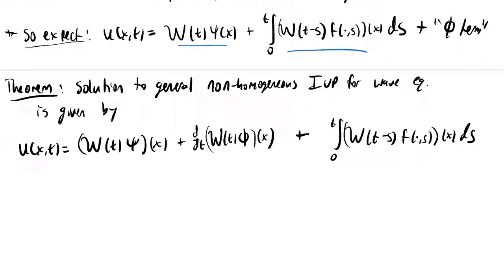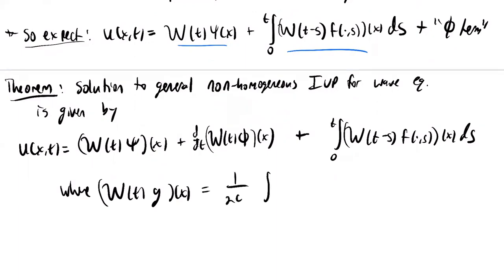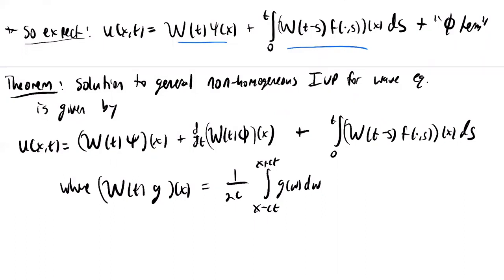And this is the formula. How does W_t act on a function g? Again, this is a solution operator. It transforms the function g into a new function, which is 1 over 2c times the integral of g from x minus ct to x plus ct. So this is your solution formula.